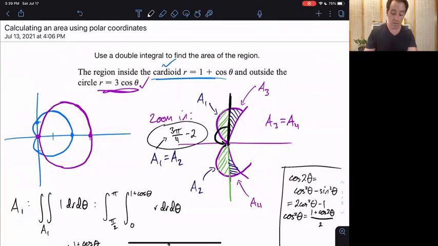Now we're going to find A3. In order to find A3, we need to get bounds of integration, first of all. So it's pretty clear that the upper limit of integration is going to be pi over 2 because we go from here up to here. But where do we start? That's the more salient consideration. Do you remember your trig? You got to find the place where they overlap. So where is it true that 1 plus cosine theta equals 3 cosine theta?